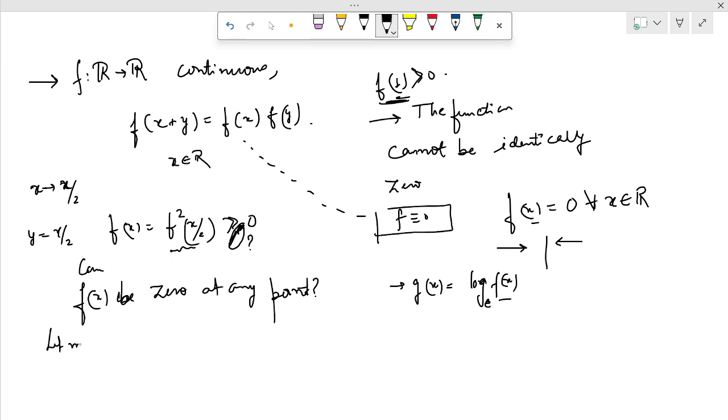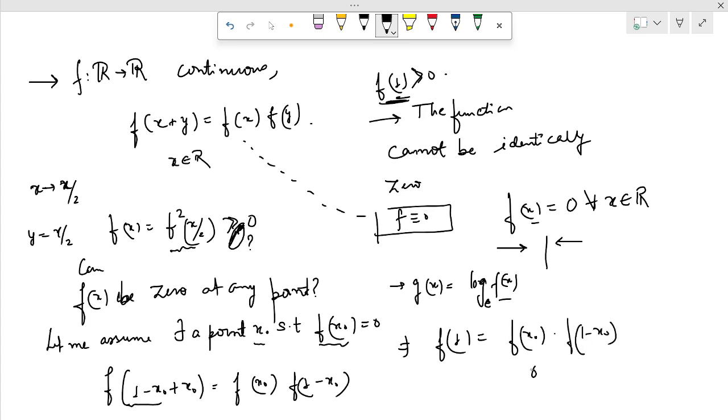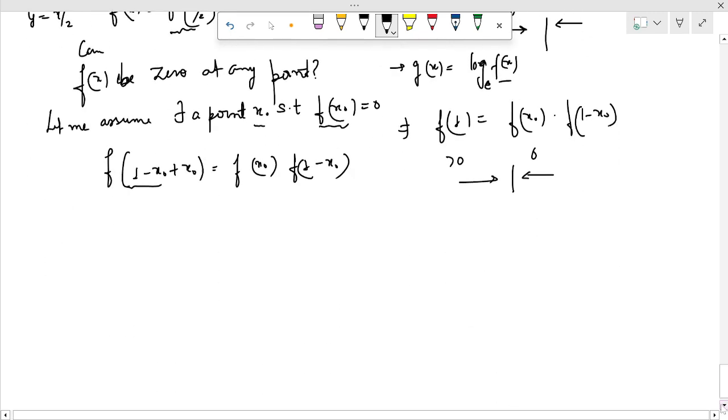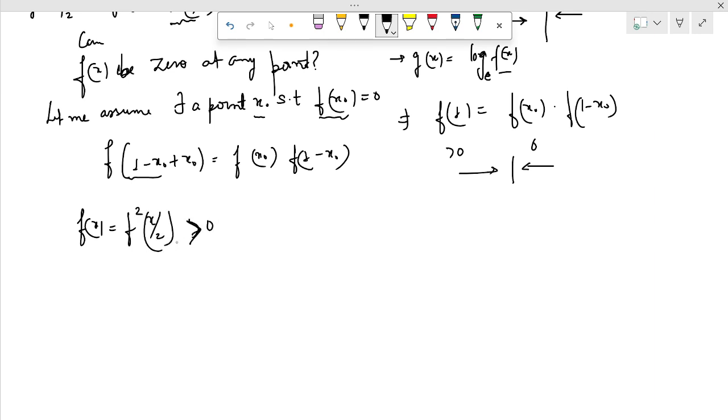Why? So let me assume that there exists a point x naught such that fx naught is equal to 0. So if that's the case, I'll simply write 1 as 1 minus x naught plus x naught, and it will be equal to this. I take 1, so this will be fx naught, and here it will be f of 1 minus x naught. So on the left hand side you have f1. So f1 is equal to fx naught into f of 1 minus x naught. But we already know this will be 0 and this is something greater than 0, so we arrive at a contradiction. It implies there does not even exist a single point where fx is 0. It implies fx, which is equal to f square x by 2, is certainly greater than 0, not even equal to 0. Not even at a single point it will be 0.